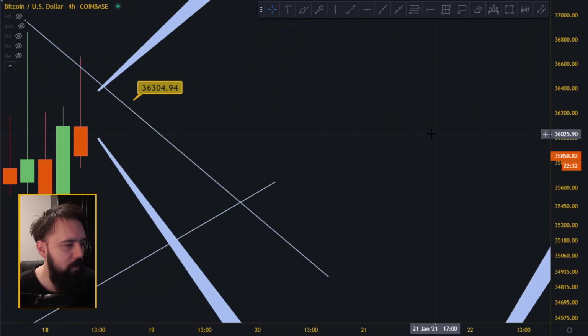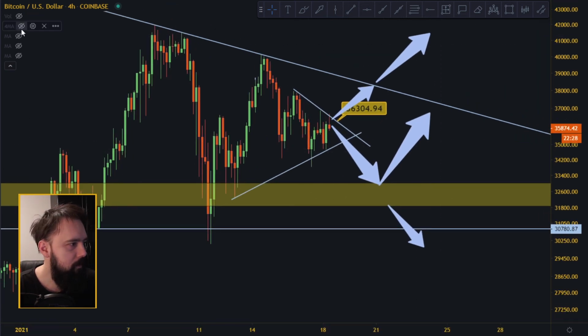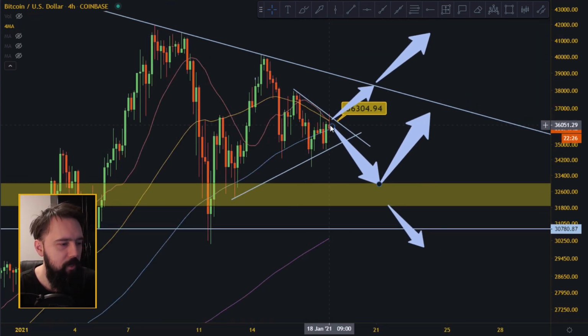At least we're going to have a clear view of where the breakout is going to come. So the moving averages are going to help us. If we get above the moving averages on the 4 hourly, we're golden. If we get below it, we are not.